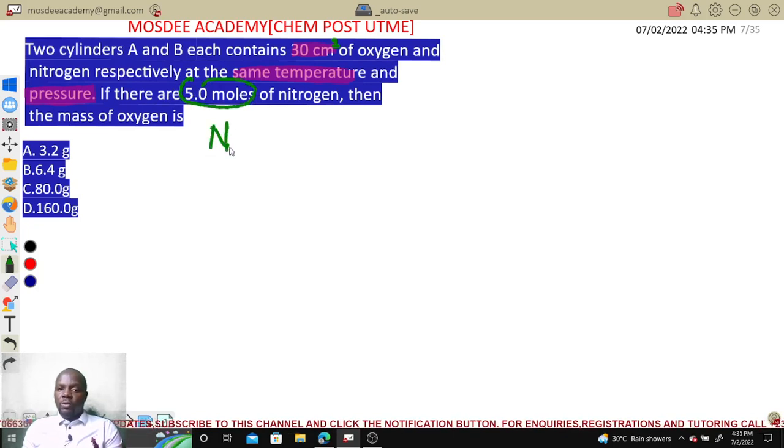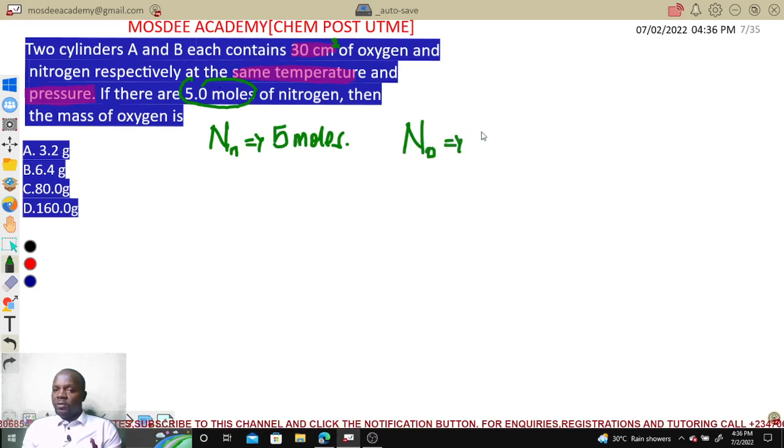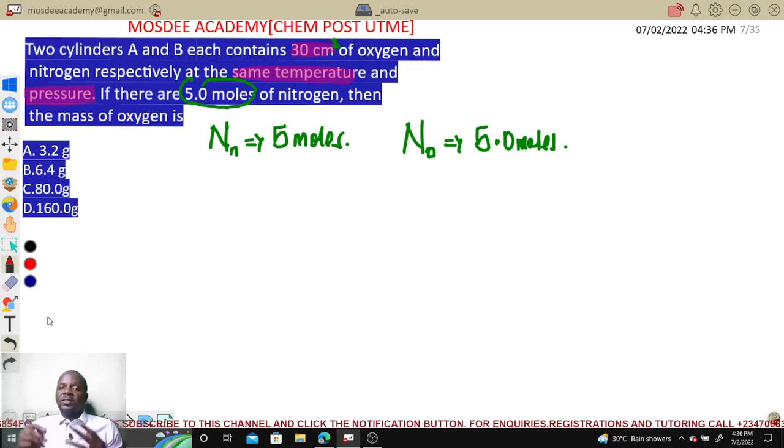So the number of moles of nitrogen is 5.0 moles. It's the same thing as the number of moles of the second gas, oxygen. It will also be 5.0 moles. So that is just the concept hidden in this question. They are going to have the same number of molecules. So when they have the same number of molecules, you expect them to have what? The same temperature, the same pressure, and also the same volume. That is just the law.